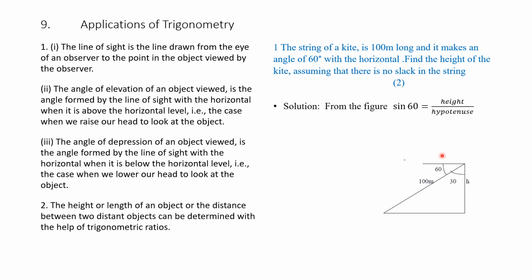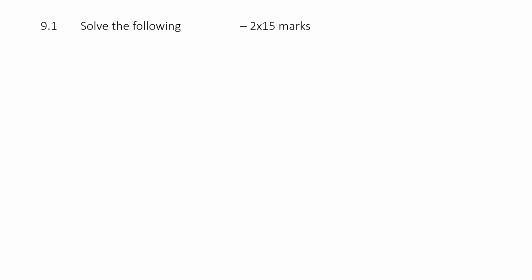Therefore, sin 60. Here, this is an alternate angle, this is 60 and the balance is 30 degrees. And if you want to see, here it is alternate angle, this angle is 60 degrees. Therefore, sin 60 will be height divided by hypotenuse. Sin 60, we know, is root 3 by 2, that is equal to height by hypotenuse, it is 100. Therefore, height of the kite is 100 into root 3 divided by 2, that is equal to 50 root 3, that is the height.